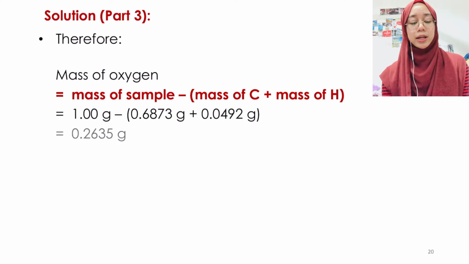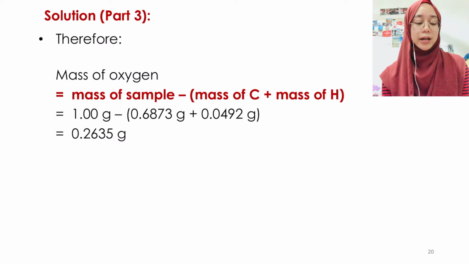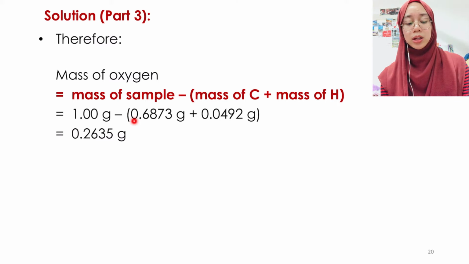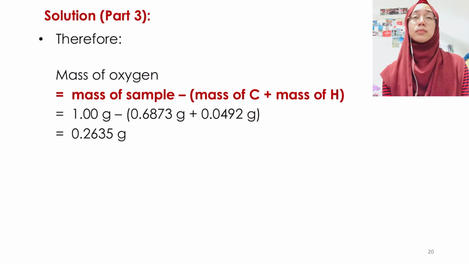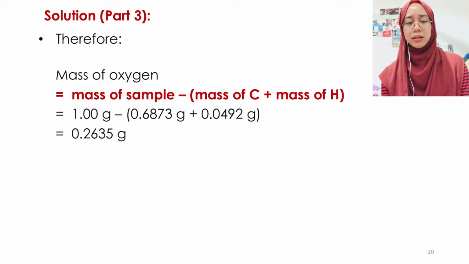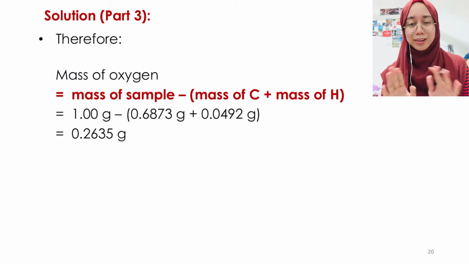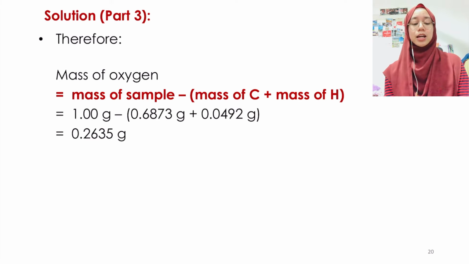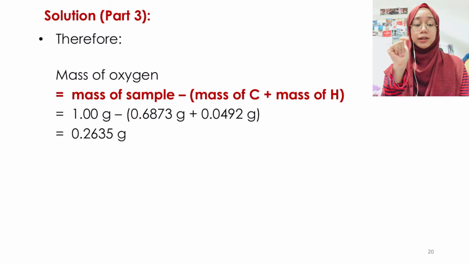Okay, so you will get 0.2635 gram. Okay, but let's say you total up the mass of carbon and hydrogen and you get something like 0.999, and then there is no oxygen at the end. Okay, no oxygen. So in this case it is obvious there is oxygen, 0.2635. Okay, so we now have mass of carbon, mass of hydrogen, mass of oxygen.